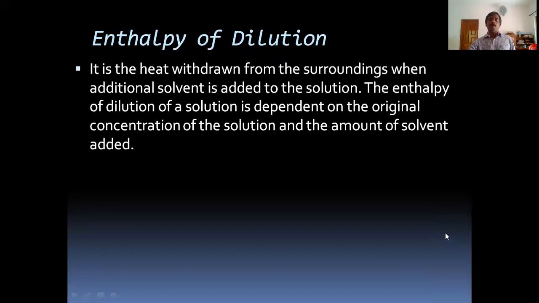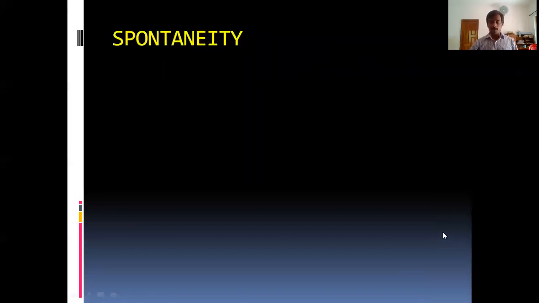Now, spontaneous process. What is meant by spontaneous process or spontaneity? A spontaneous process is a process which takes place of its own accord, by itself, without the help of an external agency. So a spontaneous process will take place only in one direction. And the reverse process cannot take place spontaneously. That needs the help of an external agency.